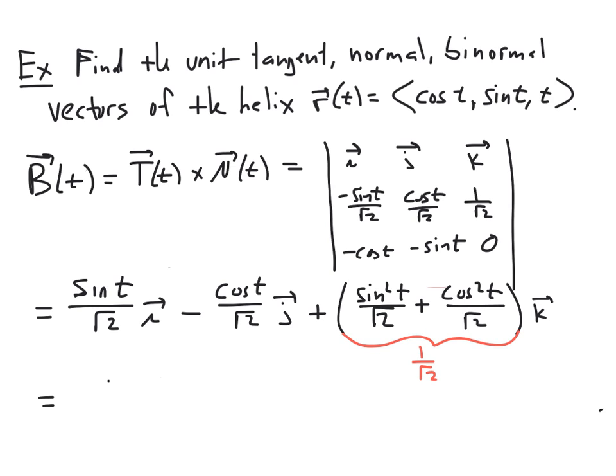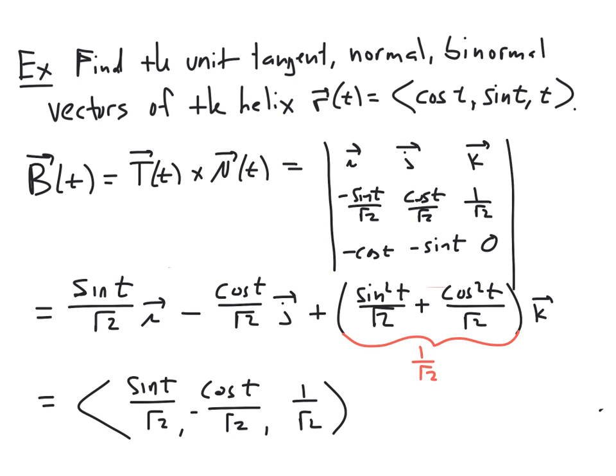And so our vector, if we write it in component form, is going to be sine t over square root 2, negative cosine t over square root 2, and 1 over square root 2. And if you wanted to write it with that 1 over square root 2 out front, you certainly could. And then the remaining components are sine of t, negative cosine of t, and 1. So this would be our binormal vector.